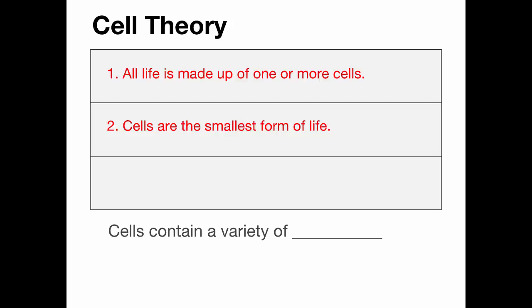And then the last part of cell theory is about where cells come from. And because we studied spontaneous generation, you know the answer to that. Where do cells come from? From life, from other cells. Cells are able to reproduce.